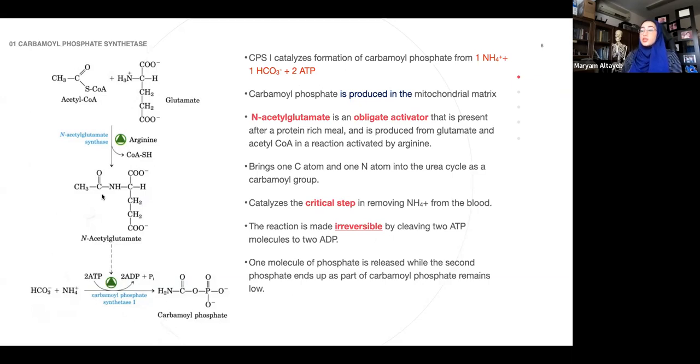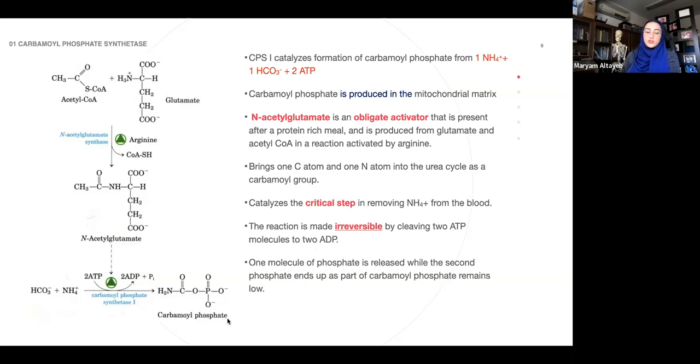And again, I just really need you to remember that N-acetylglutamate is very important. Without it, this whole process will not run. Do you guys have any questions? All good? Okay. I'll keep repeating the steps as we go along, but again, if you guys have anything, just stop me and I'll re-explain. So that's the first step.